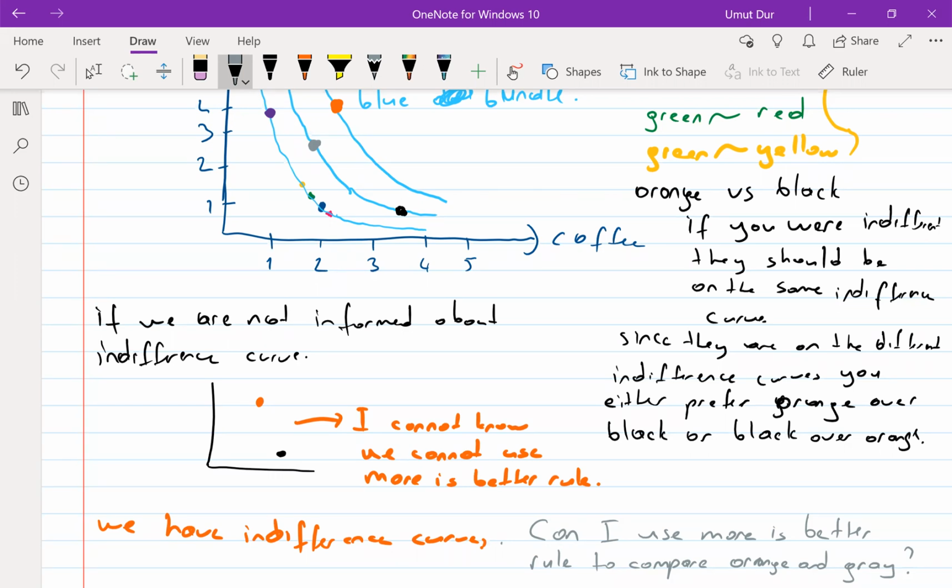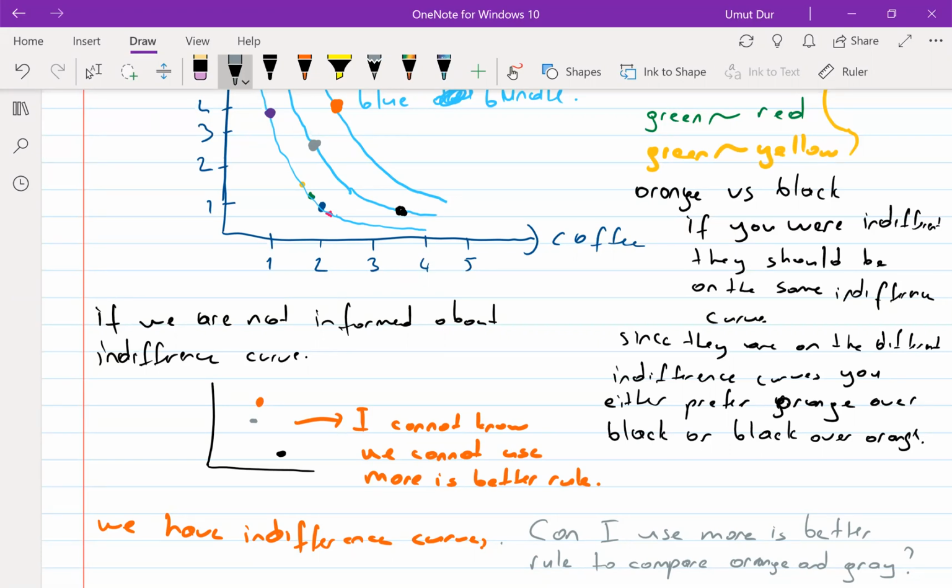So I'm not asking about that, you are right, they are not on the same indifference curve. But forget about the indifference curve. Let's say that gray is here. Just by looking at the exact amounts of the orange and the gray one, can I compare them? The answer will be yes.